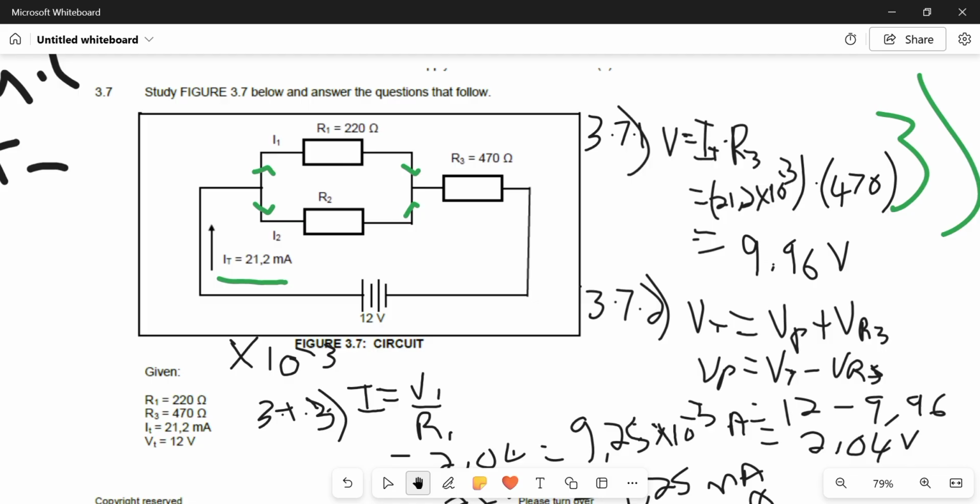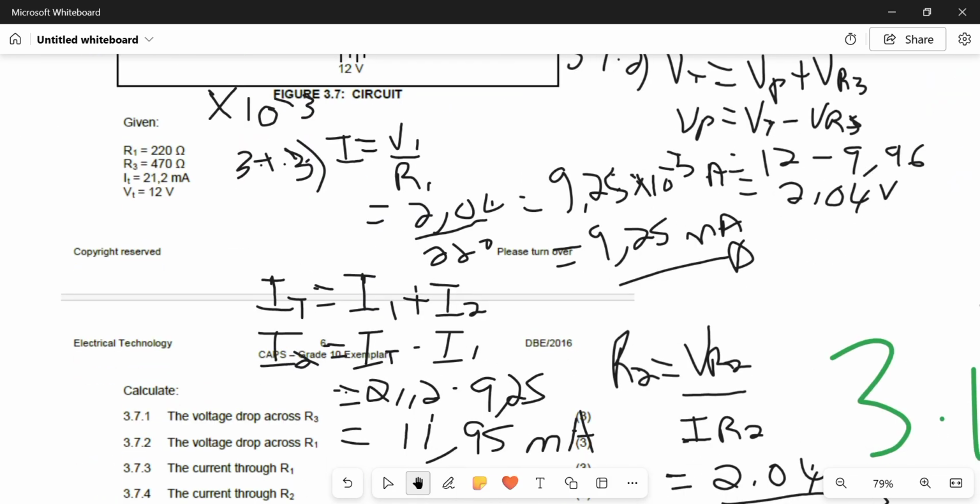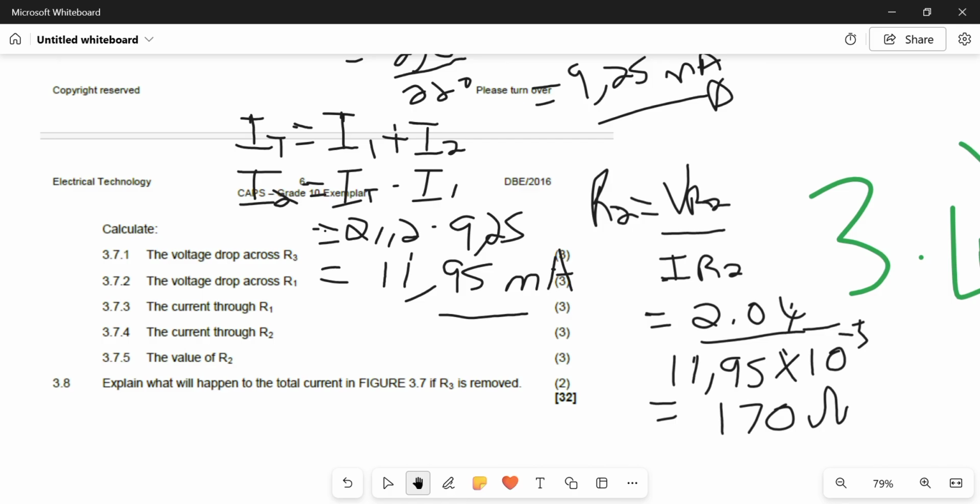Because the resistance of the circuit has decreased. Remember, according to our laws, the current is inversely proportional to the resistance. So at this point we are decreasing the total resistance, so the total current will increase. I hope we are clear on 3.8. I'm not going to write it, I just explained it to you guys.